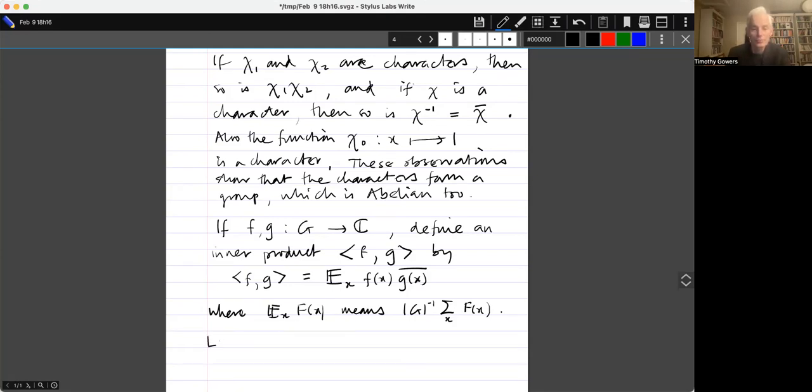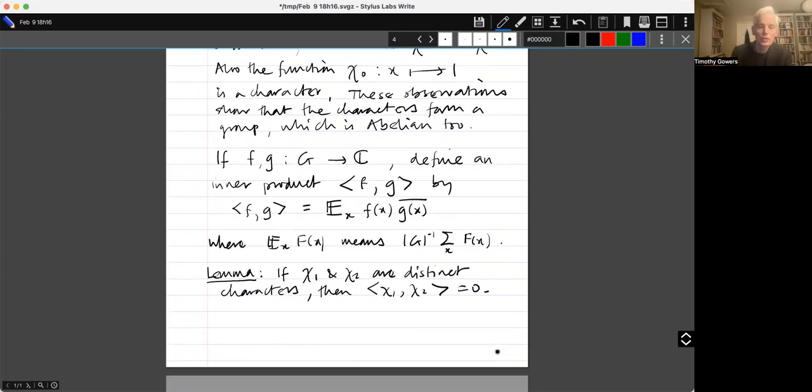So, lemma. G is still a finite abelian group. If chi1 and chi2 are distinct characters, then the inner product of chi1 and chi2 equals 0.